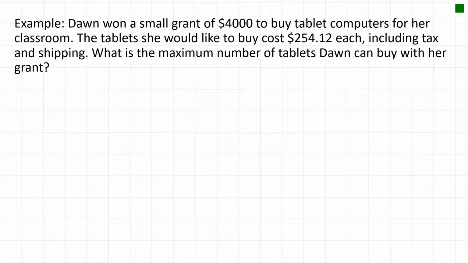Now we're going to jump into an inequality problem that has a context to it. It's embedded within a situation. Dawn won a small grant of $4,000 to buy tablet computers for her classroom, and the tablets she would like to buy cost $254.12 each, including tax and shipping. What is the maximum number of tablets that Dawn can buy with her grant? So we want to know the maximum.